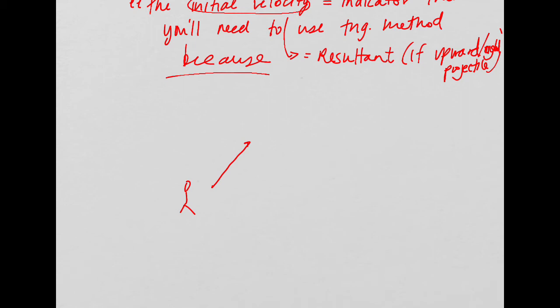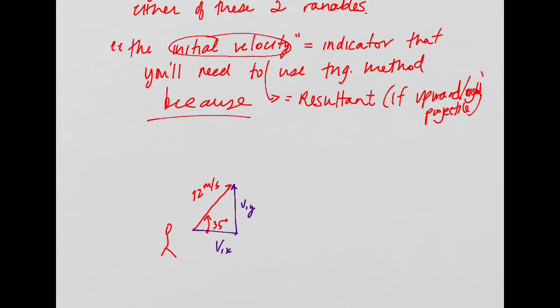So that 72 meters per second at 35 degrees is a resultant. So from this, I can determine VIX, and I can determine VIY, but I'm going to have to do the trigonometric method in order to do that. This is super important.